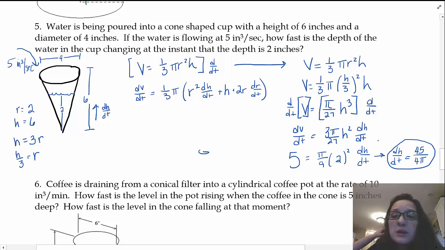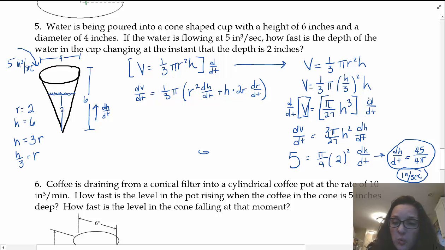And then what would those units be? So my units here, its height would be in inches per second. Now you may want to say, wait, Mrs. Vibber, you said dV dt is 5. The volume of this cup isn't changing. You're right, the cup itself isn't changing, but what I'm really looking at is the volume of the conical shape of water that's been poured into the cup right now.